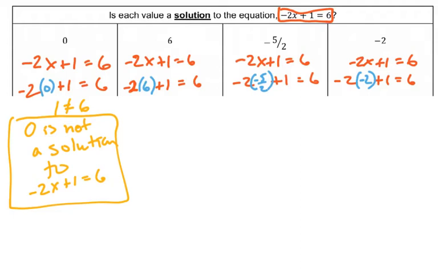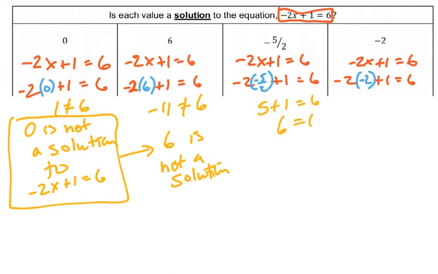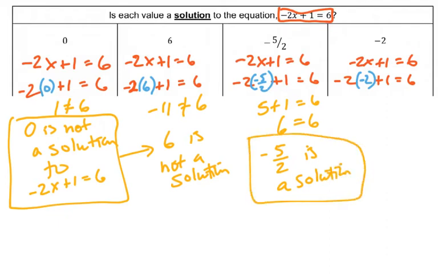The second one, 6, when we substitute 6 in, we get negative 12 plus 1. That's negative 11 equals 6. And again, we'd say that 6 is not a solution. Very, very similar to 0. Now the next one, if we substitute that in, we end up with, looks like 5 plus 1. 6 equals 6. 6 does equal 6, so we would say that negative 5 halves is a solution, right? It does make it true. And so just testing the other ones here, we get 5 equals 6. 5 does not equal 6, so negative 2 is not a solution.